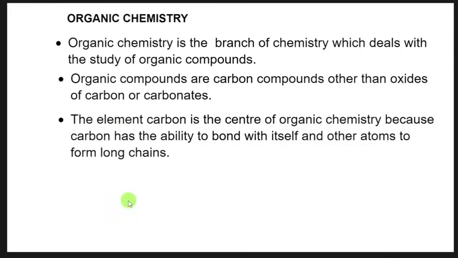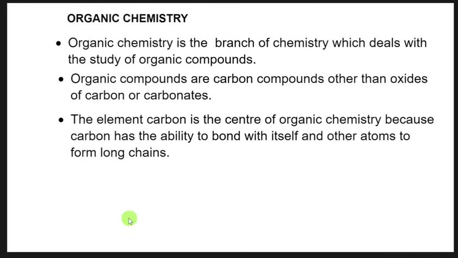So the element carbon is the center of organic chemistry because carbon has the ability to bond with itself and other atoms to form long chains. The reason carbon is the center of organic chemistry is that it can bond with itself and other atoms to form long chains.